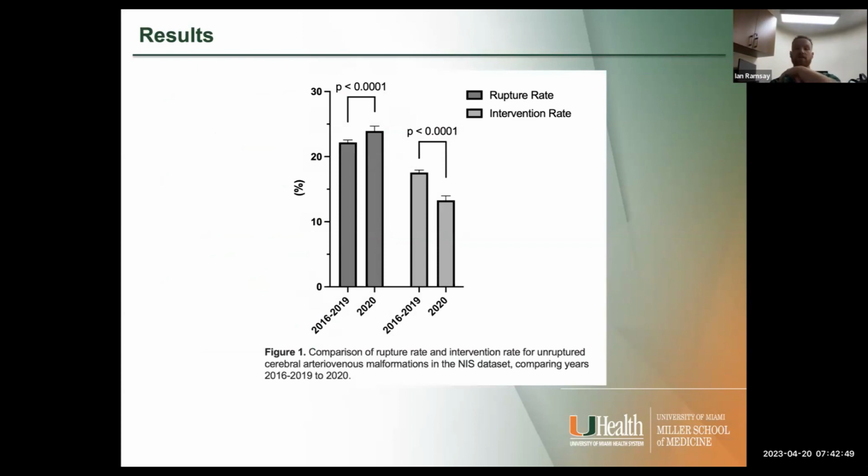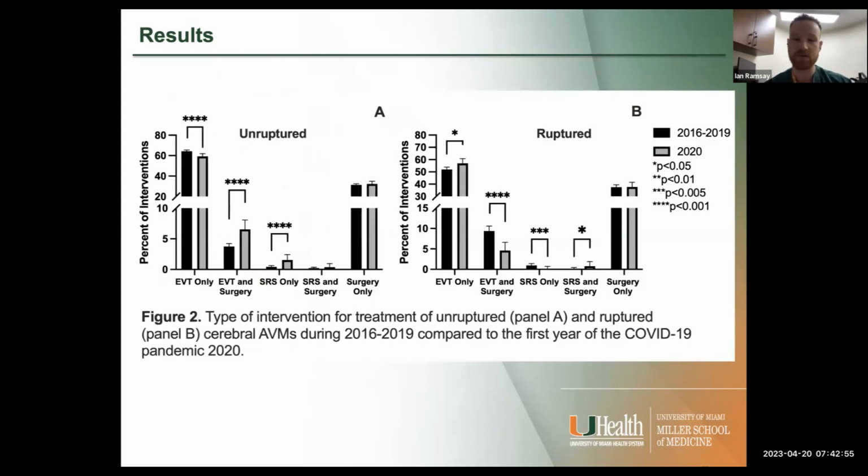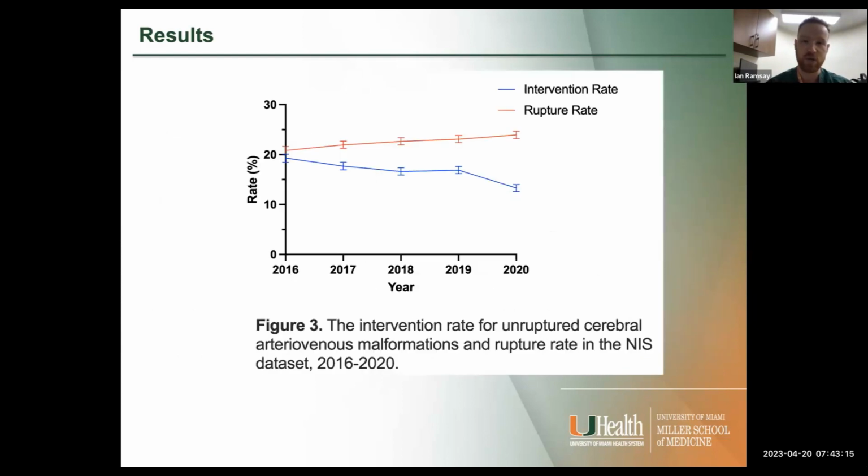And so this is just a graphical representation. You see in 2020, the rupture rate goes up, the intervention rate goes down. And we also looked at the types of treatment that patients were receiving. On the left panel, you see that there's a slight decrease in endovascular therapy. But importantly, combined endovascular therapy and surgery increased, and then SRS only increased, radiosurgery rather, for unruptured AVMs.